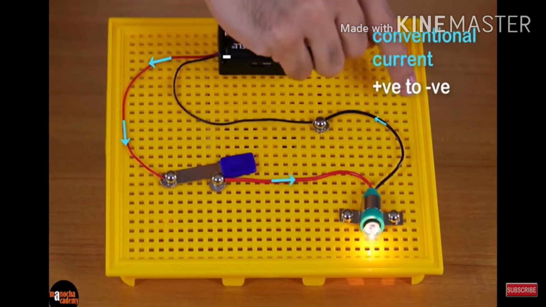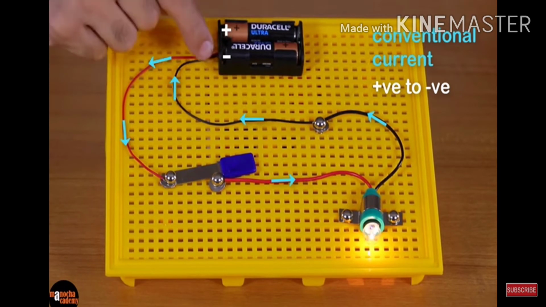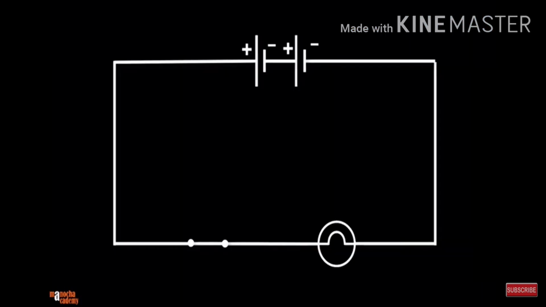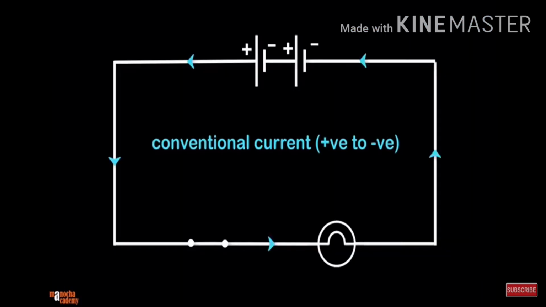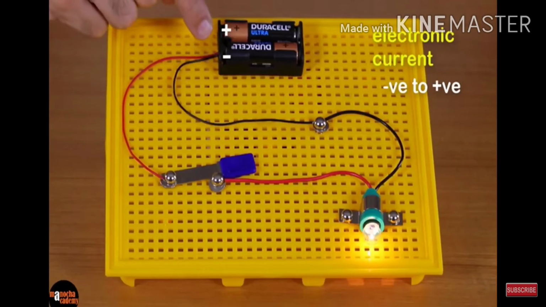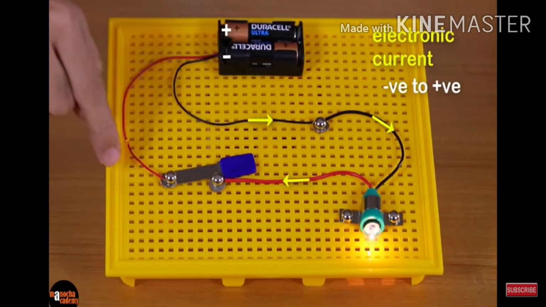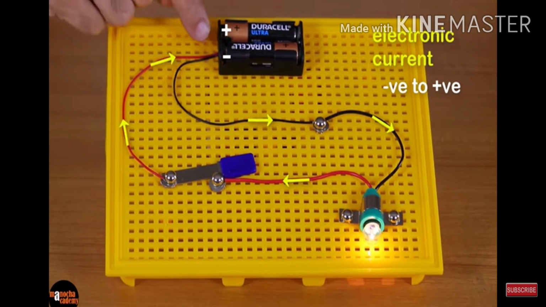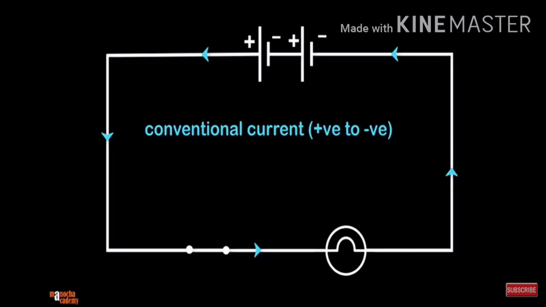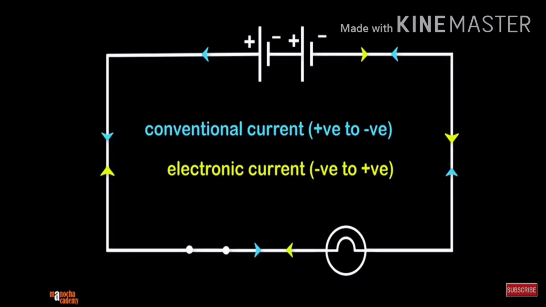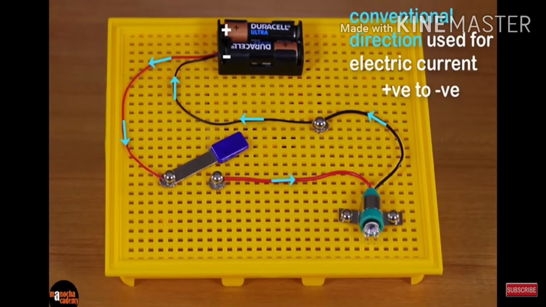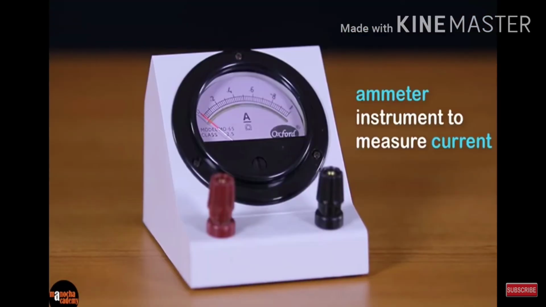So here the conventional current flows from the positive terminal to the negative terminal. Here is the diagram which shows a conventional current. The real direction of the current is from negative to positive. It is just opposite to the conventional current. Here the diagram shows both the conventional current and the electronic current. An ammeter is the instrument to measure current.